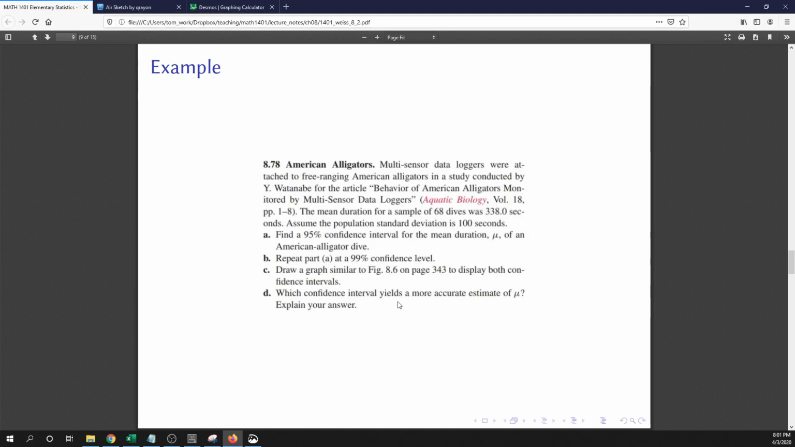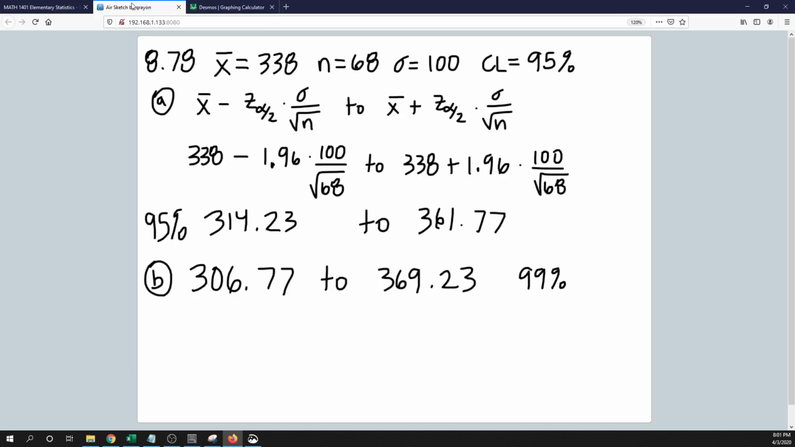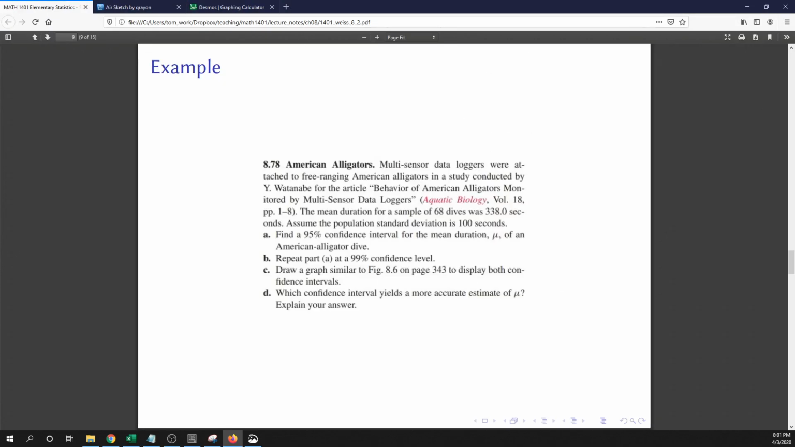All right, it says which confidence interval yields a more accurate estimate of the population mean mu? And that's exactly what we were just talking about. The purple one, the 95%. It's smaller. It covers less width or less length right here. So it is more accurate, although we're not as confident that the population mean is in there. We give some of that up to get a more accurate estimate. So again, it's a trade-off as to which one you want. All right, and I think that's it for this example.